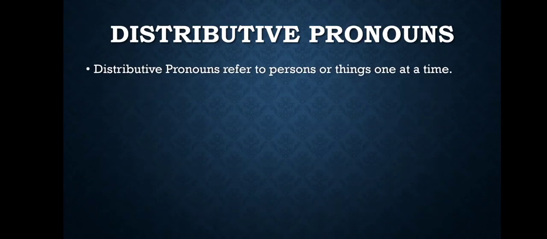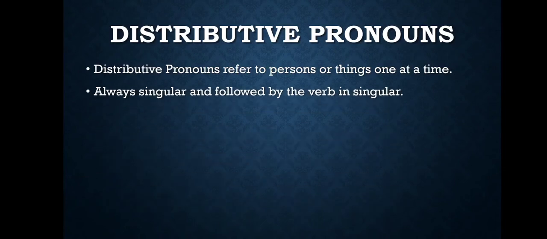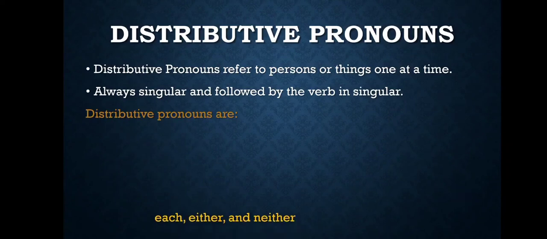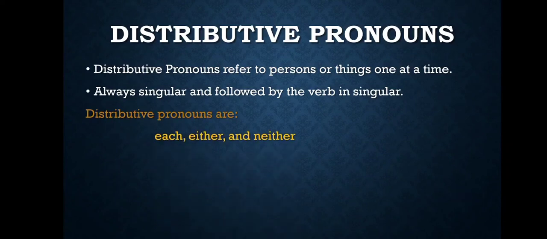Next is distributive pronouns. Distributive pronouns refer to persons or things one at a time. If there is more than one person or thing in that situation, but you want to refer to each thing or each person separately or individually, then you have to use a distributive pronoun. These distributive pronouns always take singular and are followed by the verb in singular form. So these are categorized into the singular category, and the distributive pronouns are each, either, and neither.